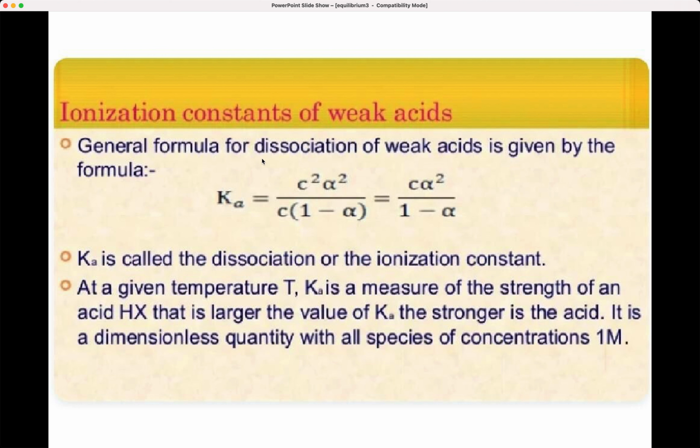Now the ionization constant of a weak acid. The general formula for dissociation of a weak acid is given by this formula. Just remember this formula. Ka is called the dissociation constant. Hereafter we will refer to it as the dissociation constant, also known as the ionization constant. At a given temperature T, Ka is the measure of the strength of an acid HA. The larger the value of Ka, the stronger is the acid. It is a dimensionless quantity, with all species at a concentration of 1 M.